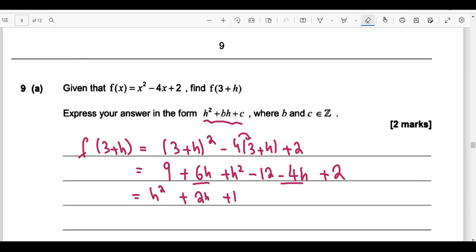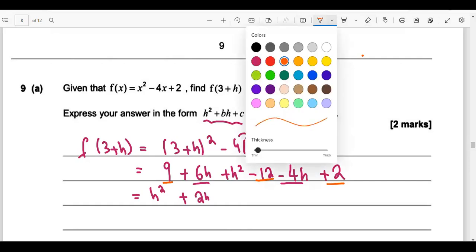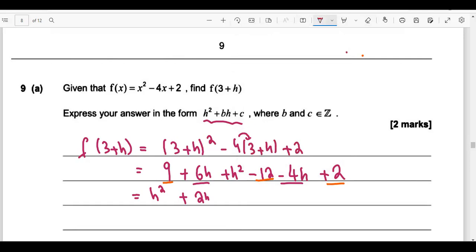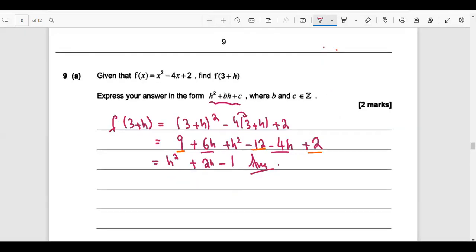Minus 12 plus 2. This is the only mistake. Okay, we have 9 minus 12 plus 2. These are the constant terms. 9 minus 12 would give me minus 3, plus 2 would give me minus 1. So that is where I went wrong. It would be minus 1, and now it is correct. So this is h squared plus 2h minus 1. Is that okay? Yes. Very good.